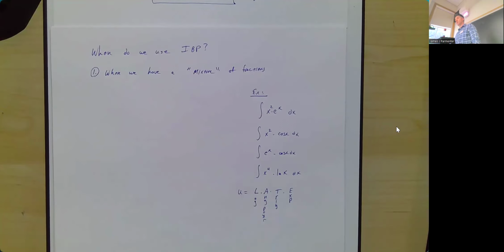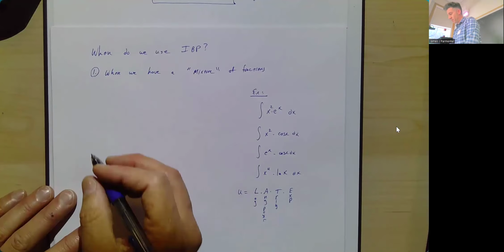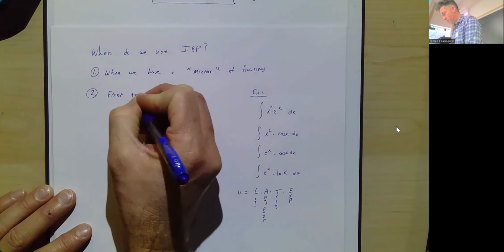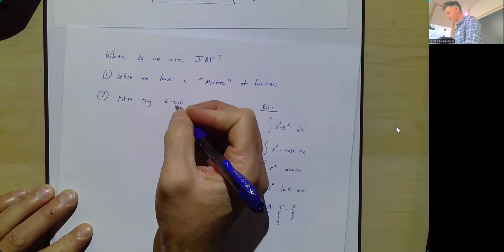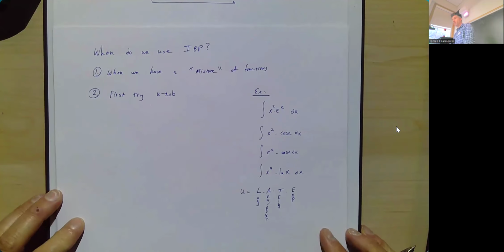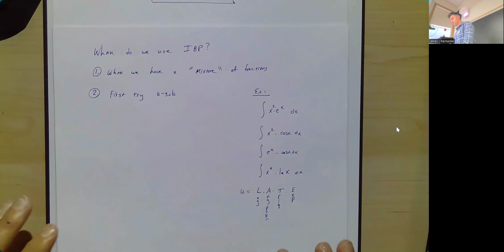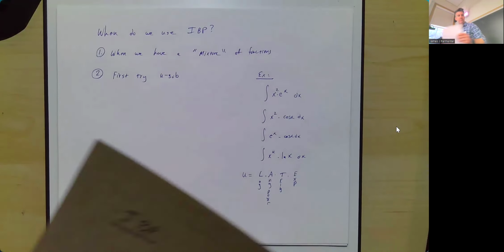The second condition or requirement that we usually have is, first you should have tried u sub. So when do we use integration by parts? When we have a mixture and we've already tried u substitution and it didn't pan out. Typically, an integral won't be doable either way. Meaning, if you have some integral, either u sub will work or integration by parts will work, but not both. Let's look at some examples.